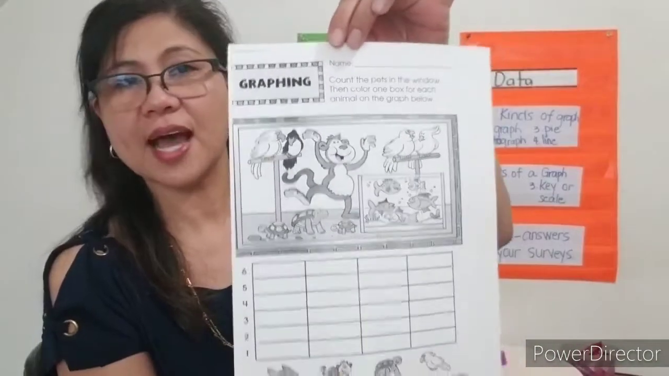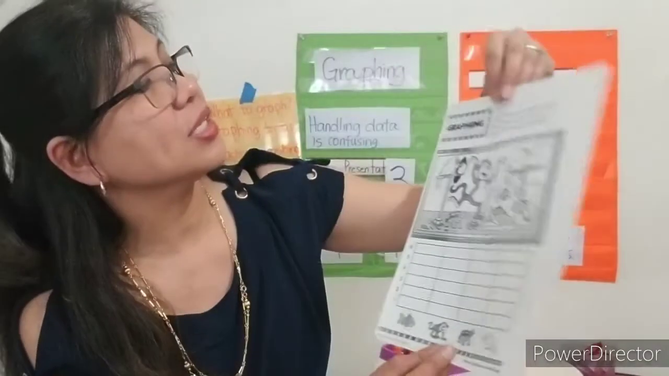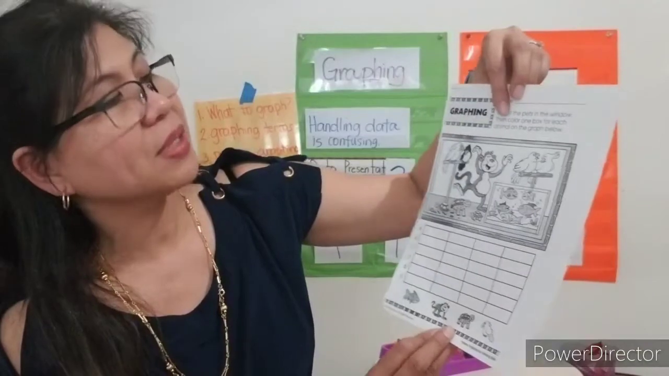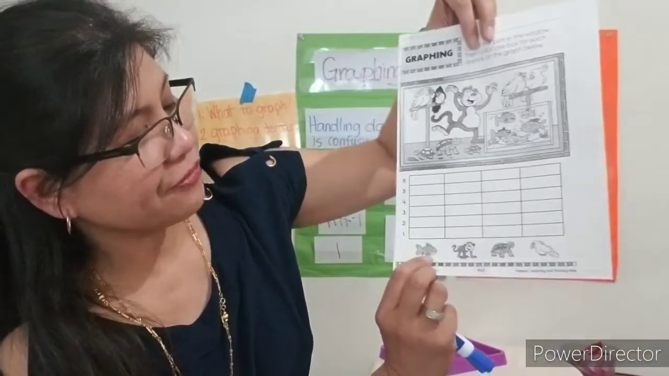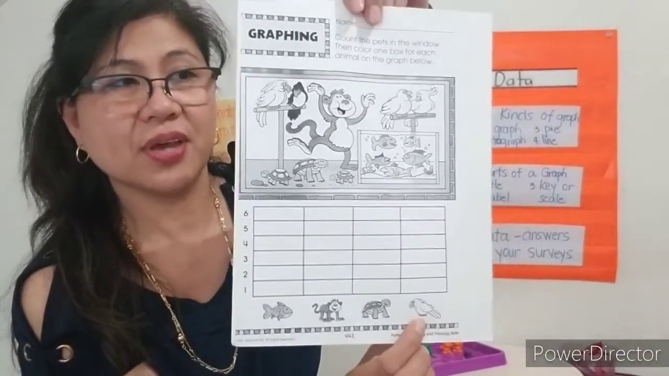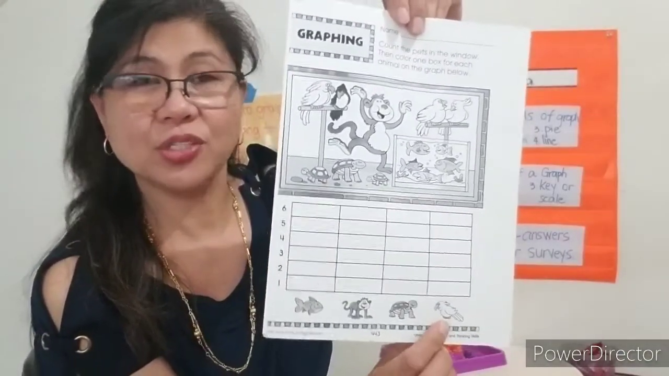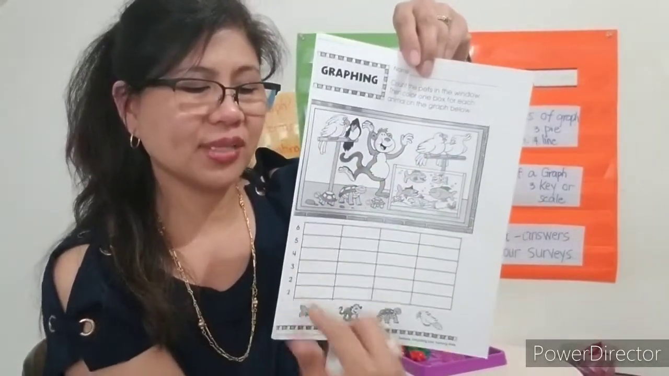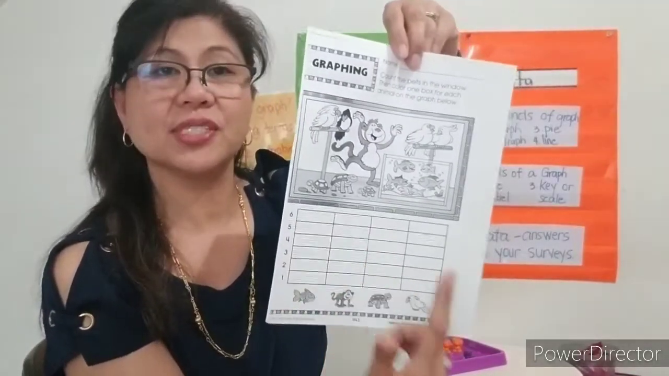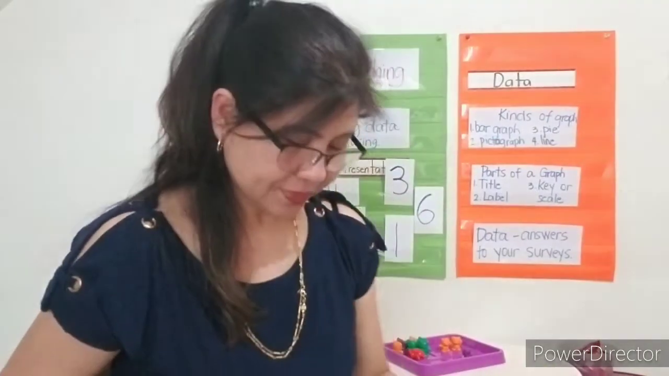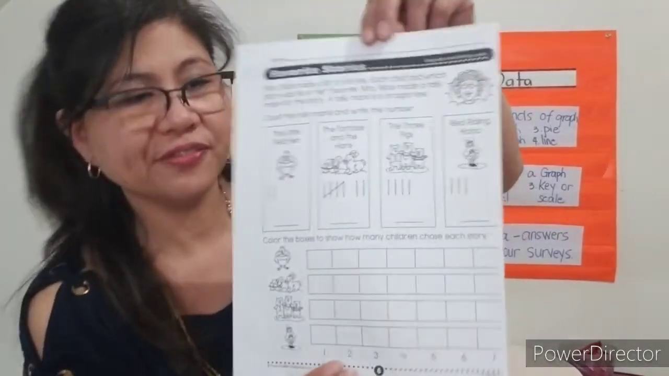All right, I have another graph here. You can pause the video anytime so you can get the information. It says count the pets in the window, then color 1 box for each animal on the graph below. How many are fish? How many are monkeys? How many turtles? And how many parrots do you have here? Okay, so I want you to keep practicing. I have it all labeled here. I put the scale. You just have to put your data using the information. Okay, using the data.